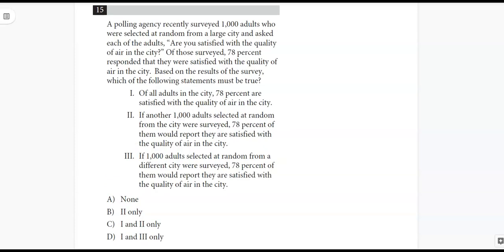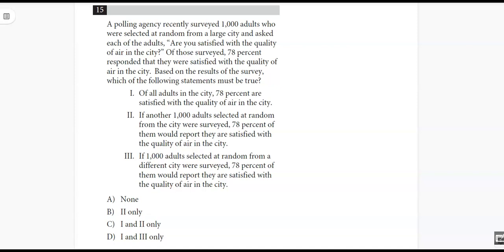Number 15, a polling agency surveyed 1,000 adults selected at random from a large city, asked them about their air quality, if they were satisfied. Of those surveyed, 78% said they were satisfied. Based on the survey, what can we conclude? So this is a statistics problem. Usually they're checking about validity or can you come to a certain conclusion. So let's go through and see which of these three, if any, are true.